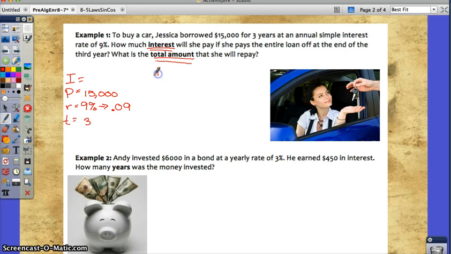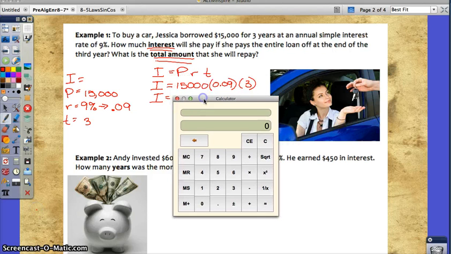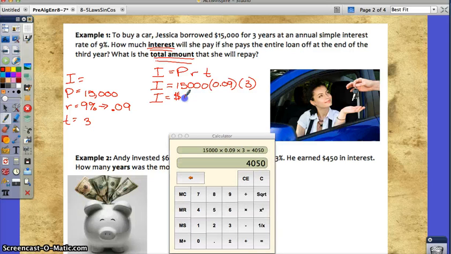Now we're ready to substitute in. So I equals PRT. Substitute in all the numbers that you know. The I is the one we don't know, so that will remain a variable. The principal is $15,000. The rate is 0.09, and the time is 3 years. To find the interest then, you're just going to use your calculator to multiply all 3 of these together. So you use your calculator, 15,000 times 0.09 times 3. My interest on borrowing this amount of money for my car is going to be $4,050. Now that's the first part, that's the first question, that is my interest.